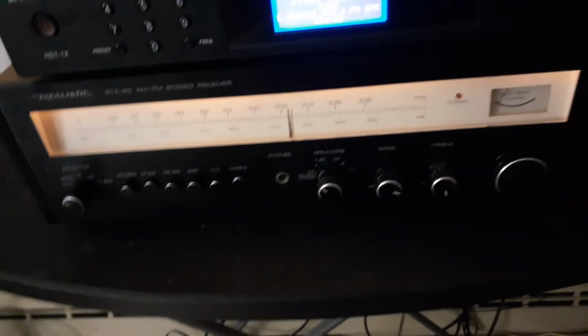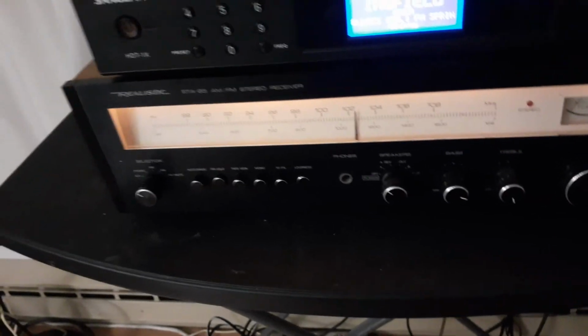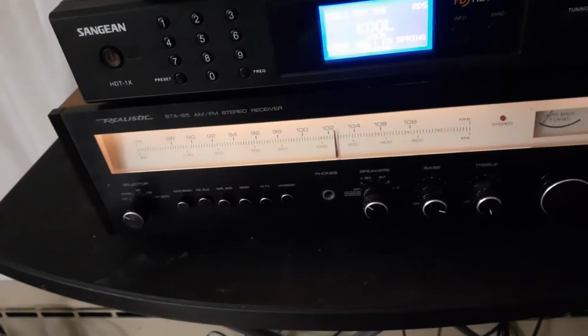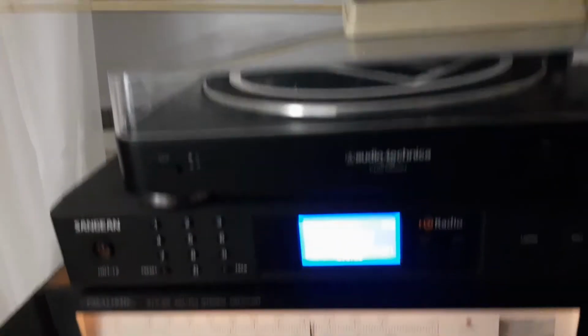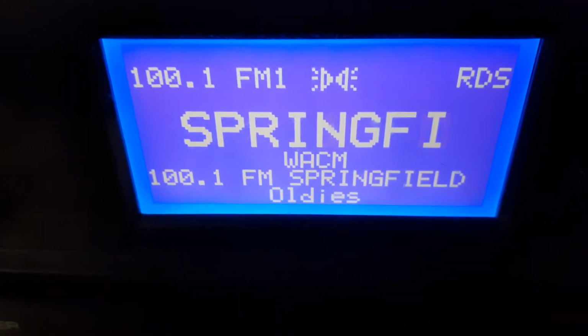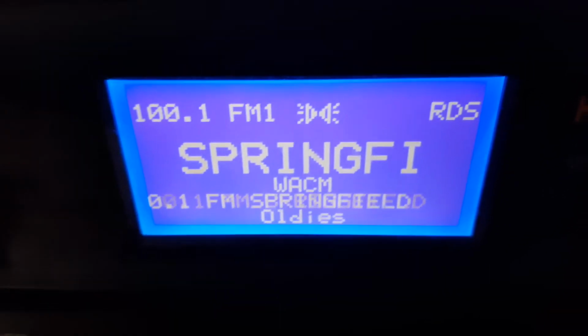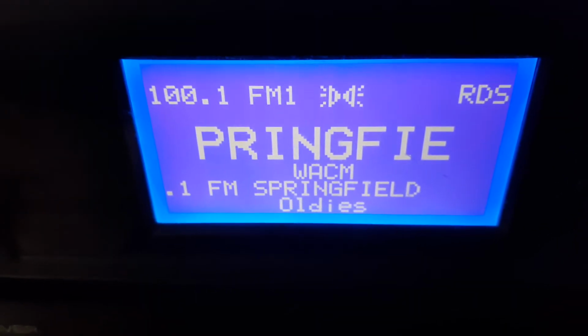On the older receiver, it's not nearly as sensitive. I've tried different receivers, and actually the Sangean is the best. It doesn't really overload. It sounds great for a low power station. But I do have one more receiver I'd like to check.